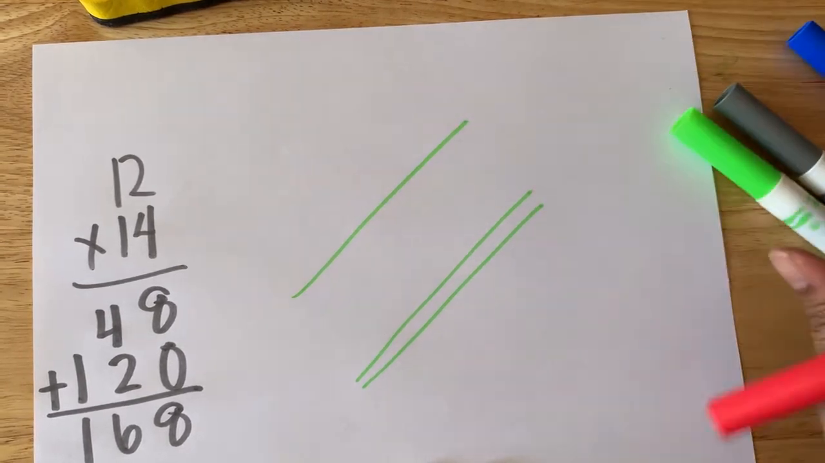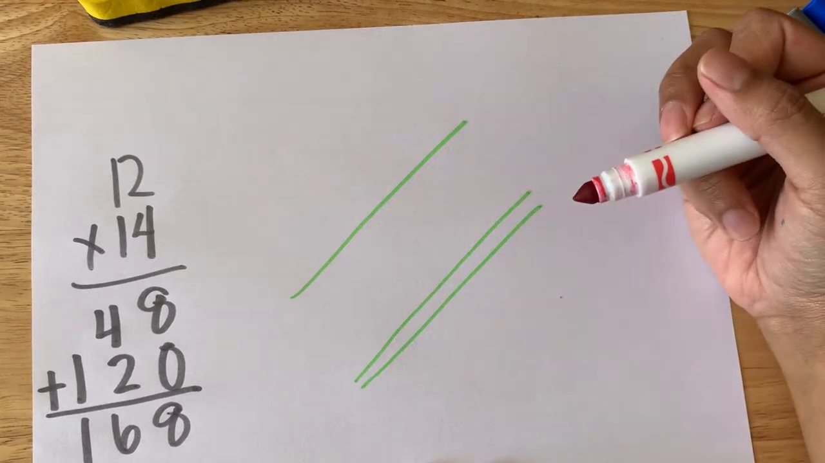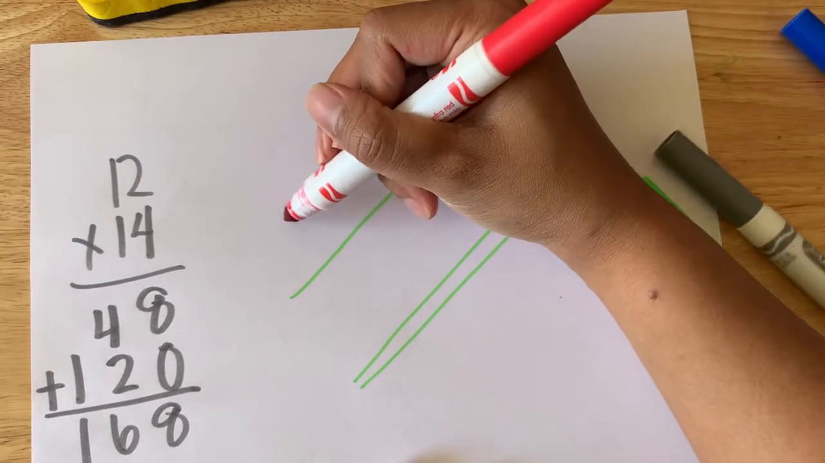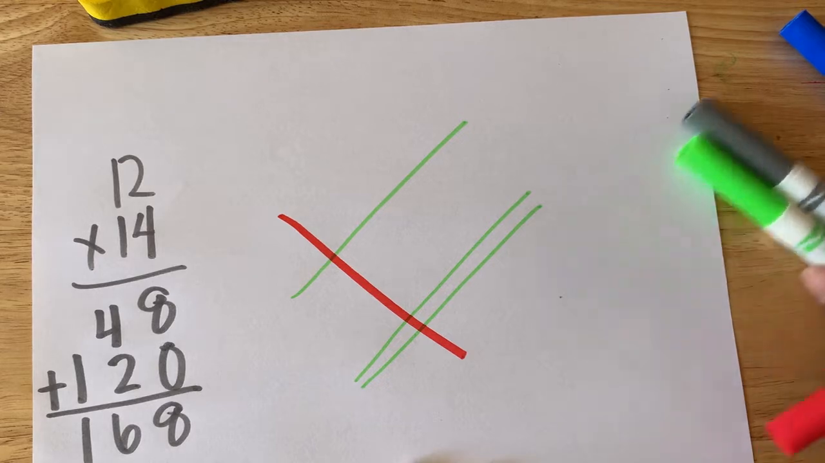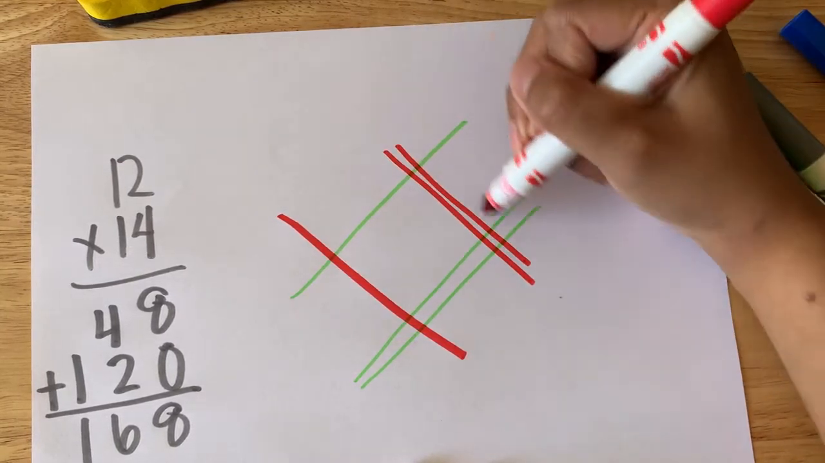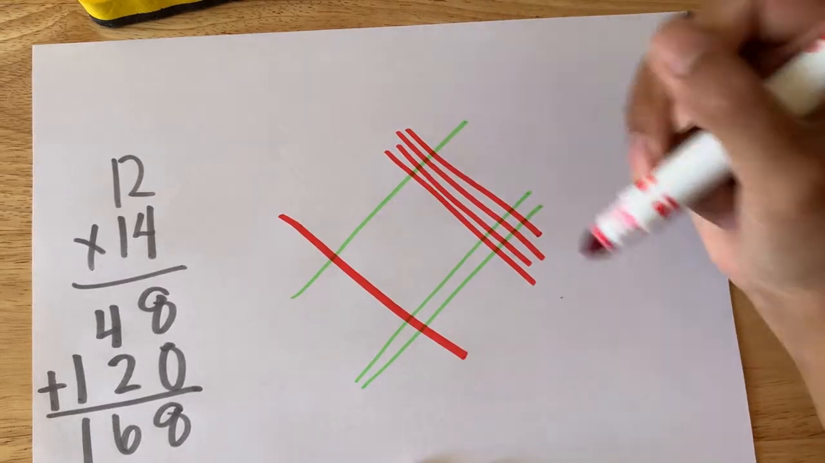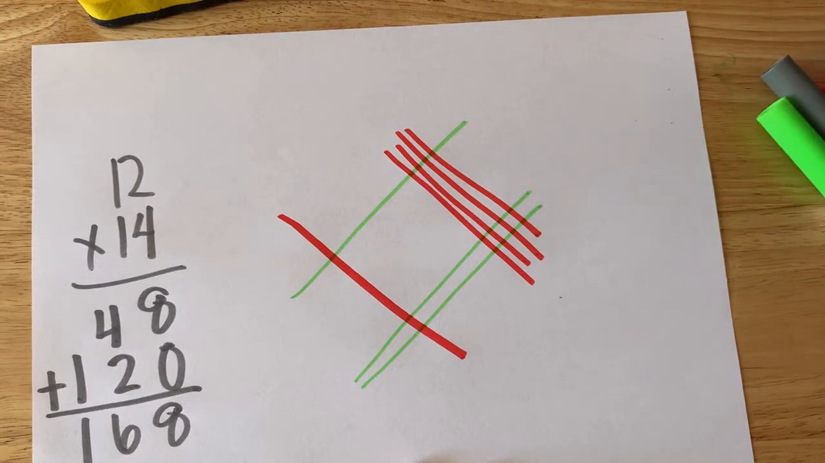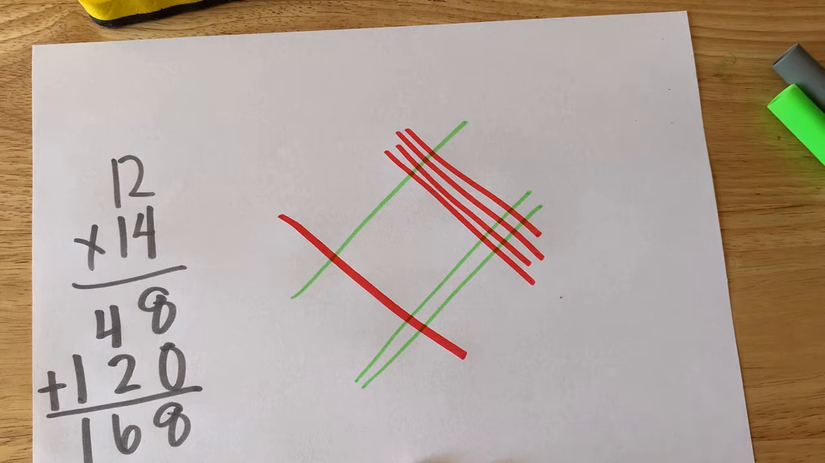Now I'm going to use another color so you can see it a little better. Let's draw 14, in the opposite direction, drawing 1 line across it, and then 4 more lines. 1, 2, 3, and 4. Just like that. Now, our next step is to group everything.